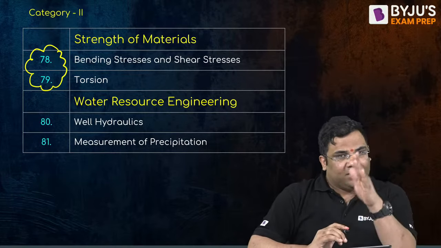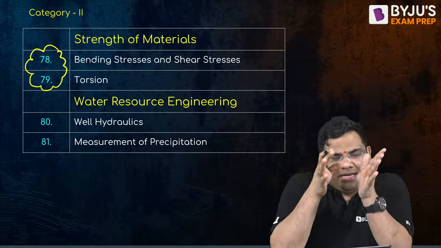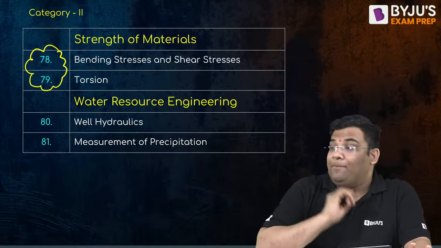Yes, hydrographs is more important, so I put it in category 1. Risk, reliability and Thiessen polygon, I can put in category 2. Okay, so category 2 is complete.